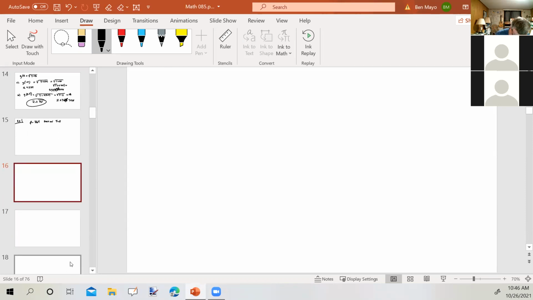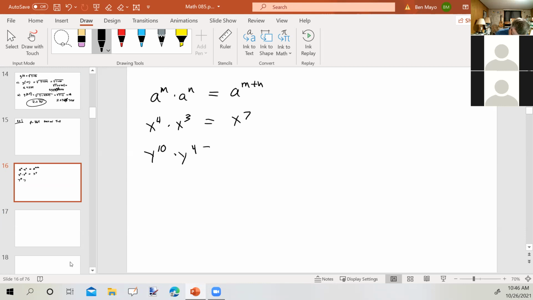One of the rules says, if you are multiplying two powers with the same base, you add the exponents. So a to the m times a to the n equals a to the m plus n. So for example, x to the fourth times x to the third would be x to the seventh power. Y to the 10th times y to the fourth would be y to the 14th power. Any questions about that rule? Okay, so there's one of them.